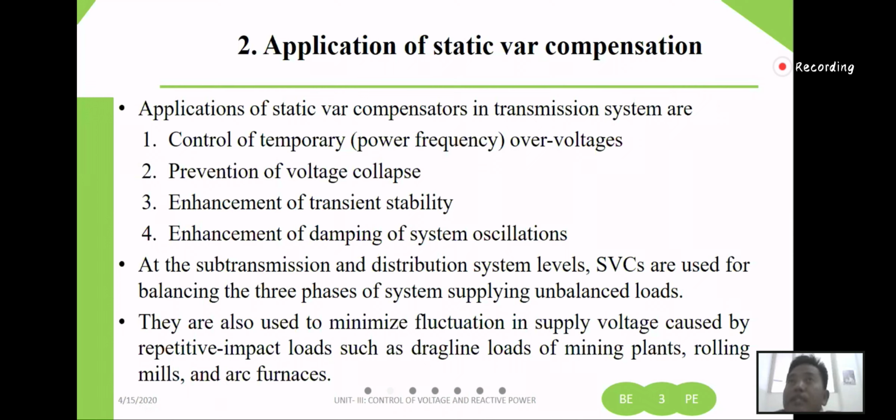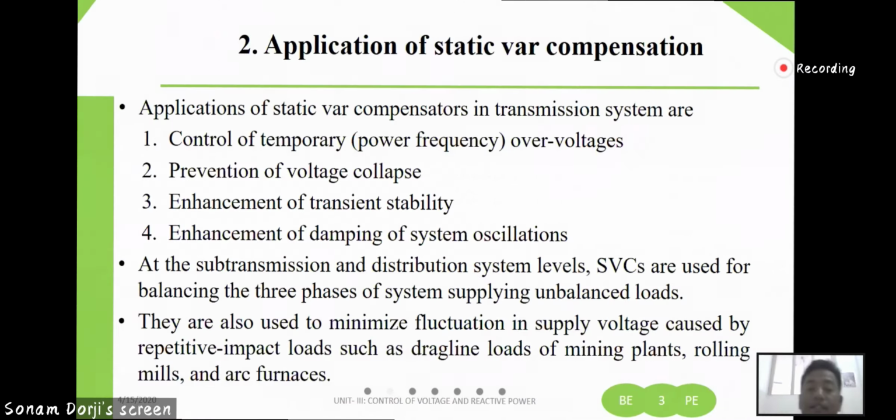Another use is to minimize the fluctuation in supply voltage. Normally we get fluctuation in voltage. SVCs can be used for minimizing it. We cannot say that we will completely stop the fluctuation, but as far as possible it will minimize the fluctuation in supply voltage. You know that supply voltage fluctuates because of different types of load. So these are the different applications of the static VAR system.